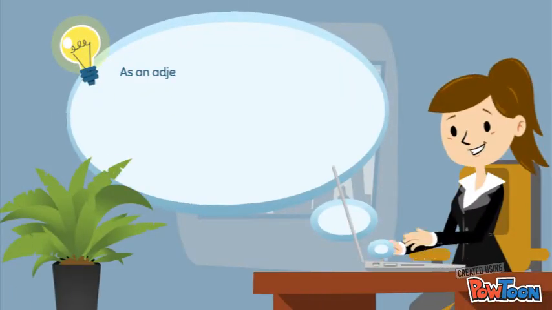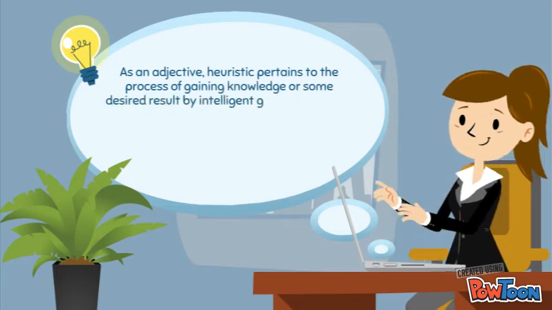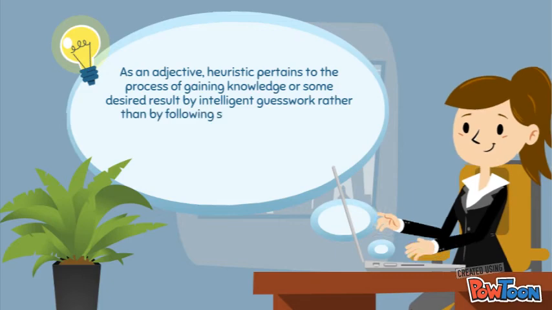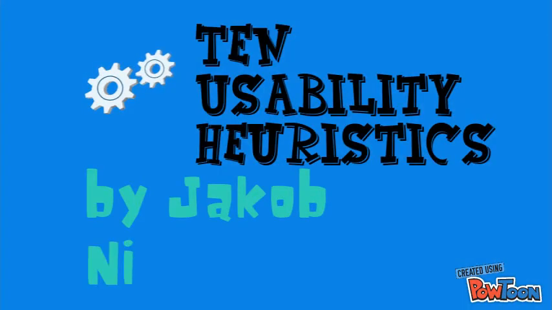Heuristic is an adjective. Heuristic pertains to the process of gaining knowledge or some desired result by intelligent guesswork rather than by following some pre-established formula. In this video, we'll be talking about the 10 usability heuristics set by Jakob Nielsen.